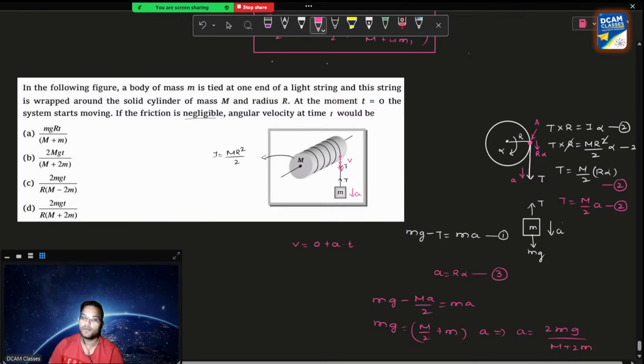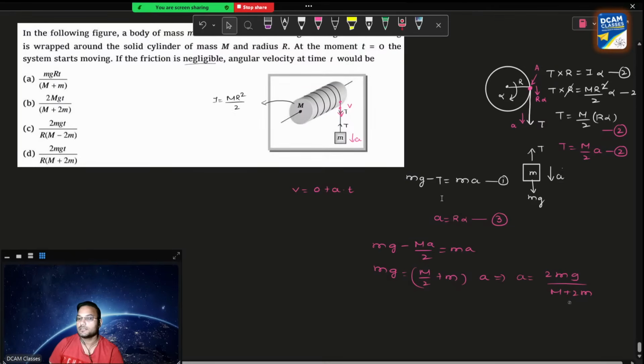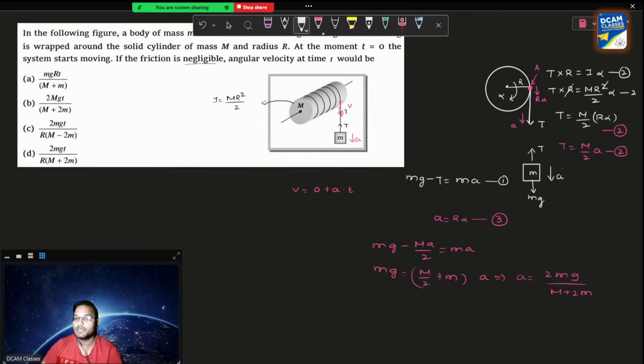Okay, I've got the acceleration. Now in this equation v is equal to u plus at, I'll find out the velocity of this string after time t at this point.